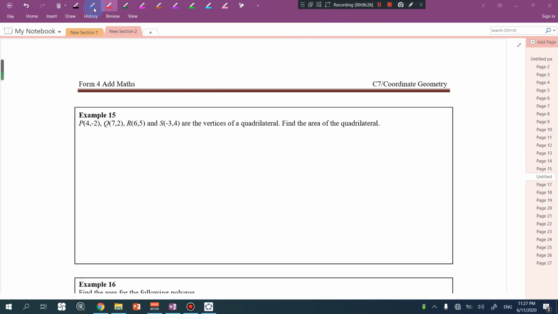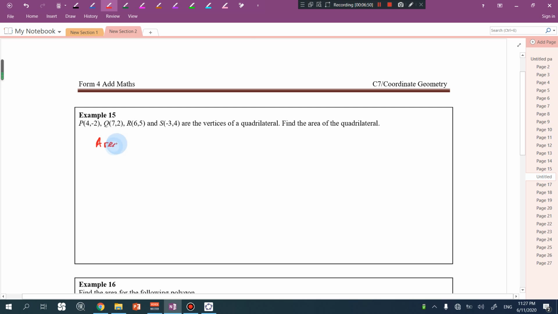Okay, now let's look at example 15. P, Q, R, S are the vertices of a quadrilateral. Find the area of the quadrilateral. We don't have a diagram here, but no problem. Since we have the coordinate for every single vertex, we can get the area easily. So normally we will just follow the sequence here when we arrange the coordinates.